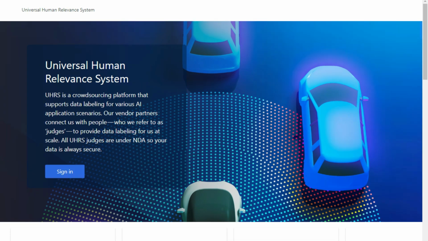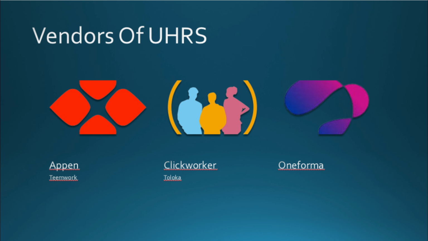The full form of UHRS is Universal Human Relevance System. UHRS is a crowdsourcing platform by Microsoft where you earn money by doing different types of tasks. You cannot register directly with UHRS. To get access to UHRS, you will need a vendor. A vendor is a company that gives you access to UHRS. In simple words, a vendor or company acts like a door between you and UHRS.